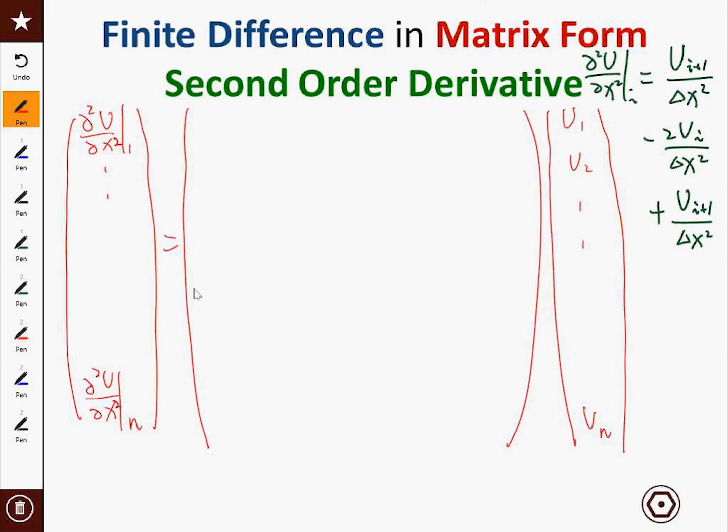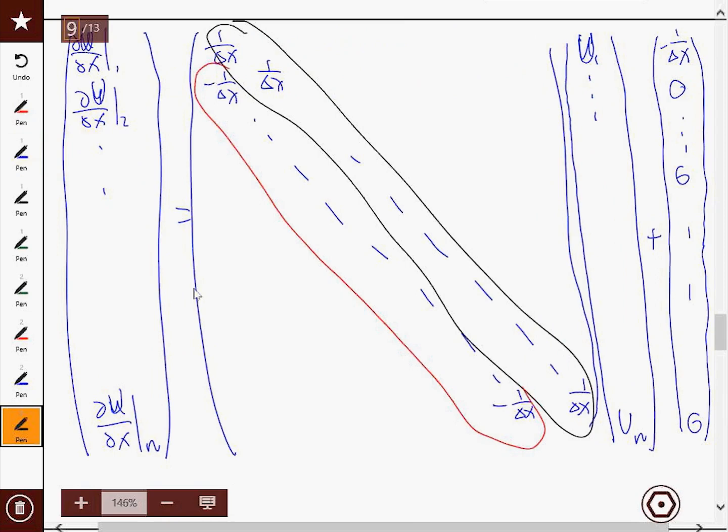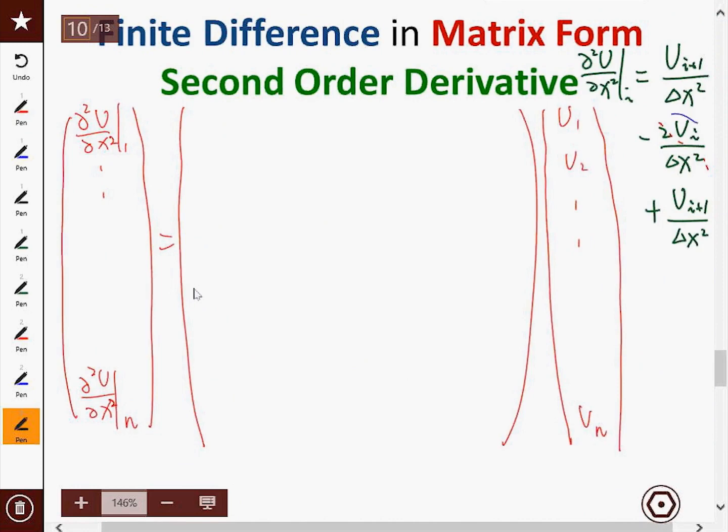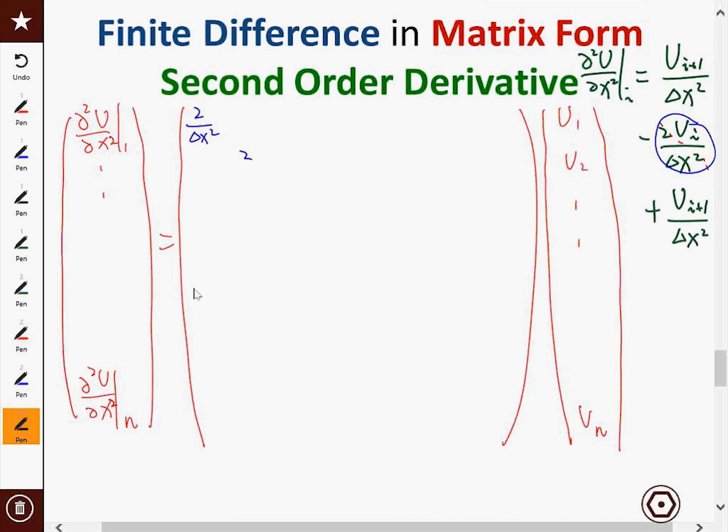So how does this term go into that matrix? So let's start with the diagonals. The diagonals are all the same. They are coefficients on this term. This term goes into the diagonals. Let me color that blue. It is minus 2 over delta x squared, all the way to here, minus 2 over delta x squared.